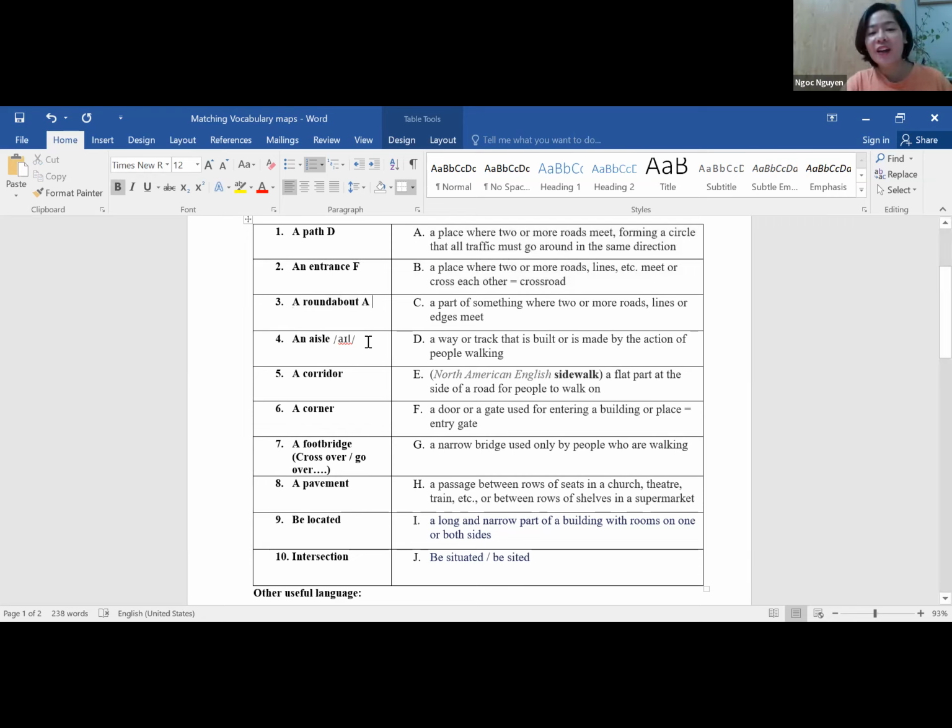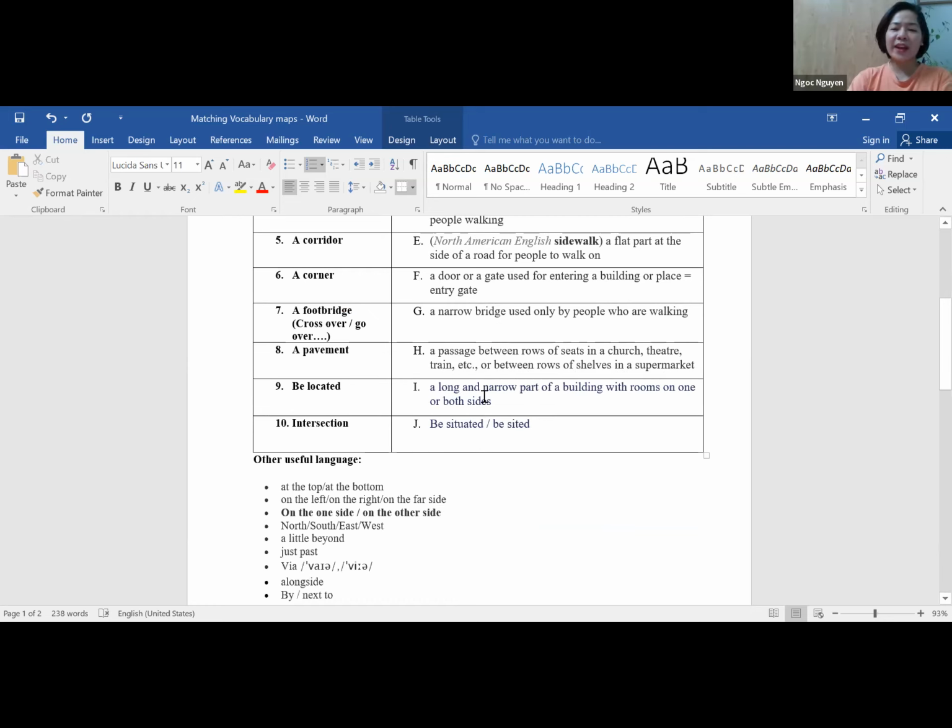And next, an aisle, and the letter S is silent. An aisle. Thu Hiên, number four matches with H. A passage between rows of seats. Exactly. Think about a wedding, everybody. A wedding. The bride goes down the aisle, and then everybody's happy.